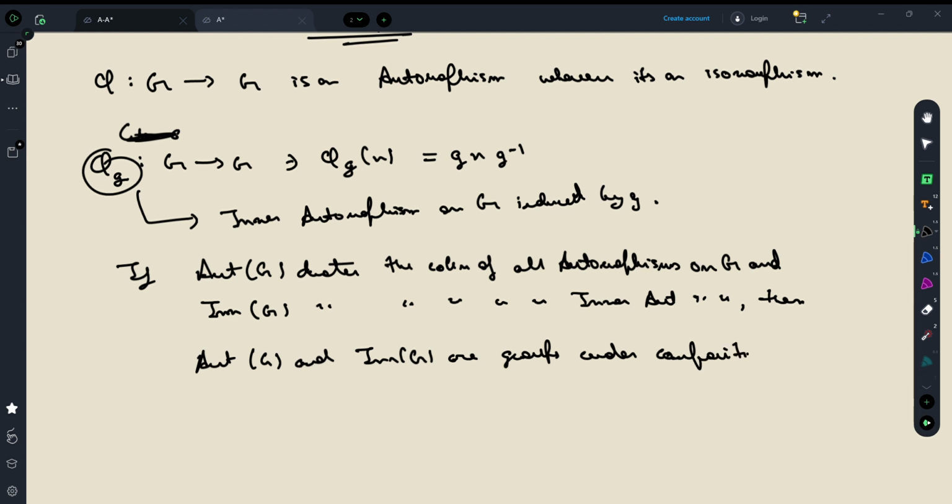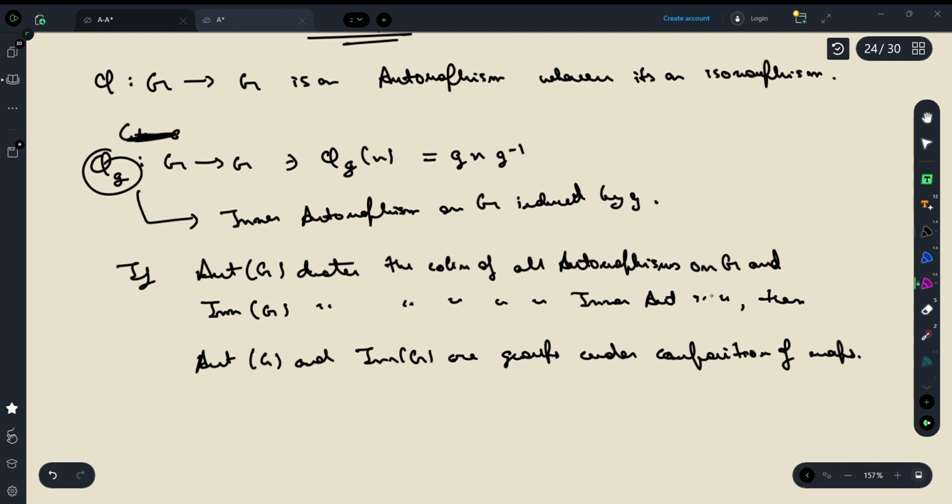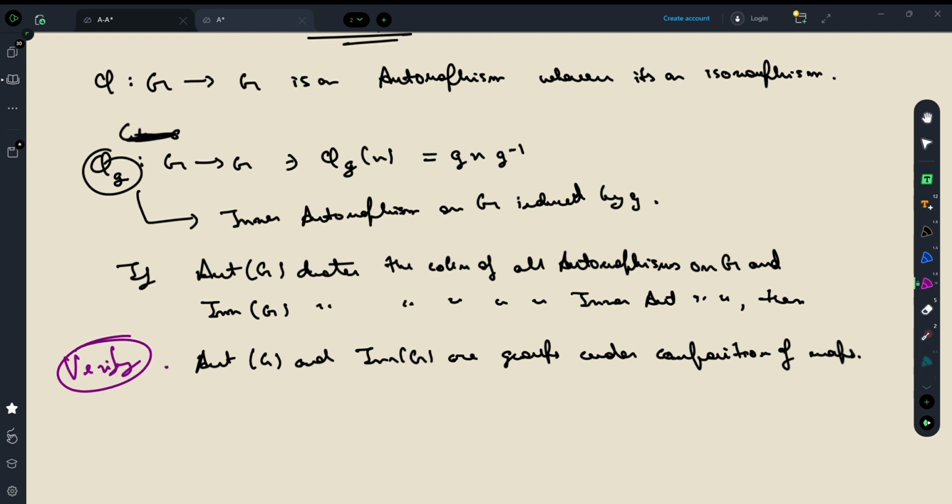And what should be the exact operation, which is quite intuitive to notice, is composition of maps. Under composition of maps, you can verify this on your own. That's a very trivial observation. So verify. Okay, clear.